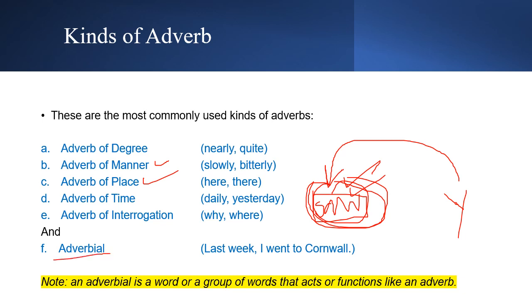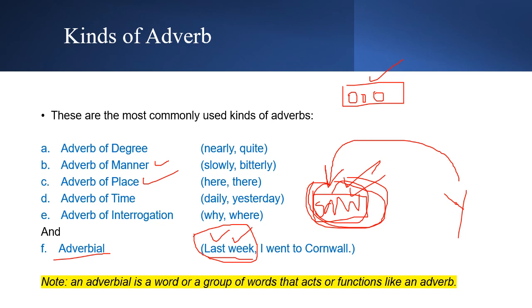Now there is another thing which is called adverbial. Adverbial is this: last week I went to Cornwall. An adverbial is a word or group of words that acts or functions like an adverb. Try to understand this. An adverb is only one word, and mostly ends in -ly, or sometimes not. If it is more than one word, like these three words, then it is an adverbial. Last week is a phrase, so this whole phrase is an adverbial.